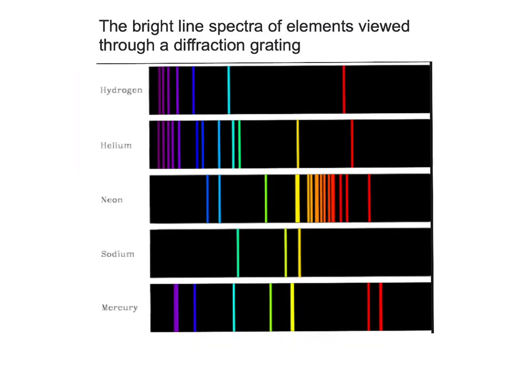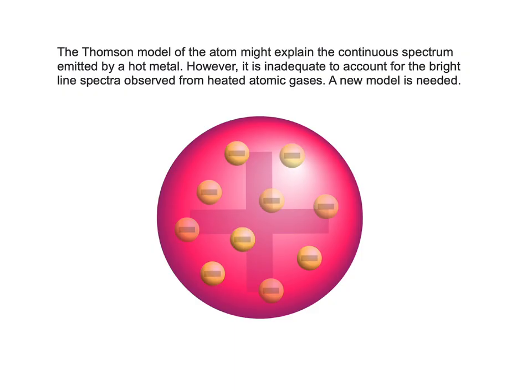It turns out that all elements emit light of only specific wavelengths when excited by a hot flame or by electrical current. The Thomson model of the atom, with its electrons embedded in a sphere of positive charge, was completely inadequate to explain the bright line spectra observed from heated atomic gases. A new model is needed.